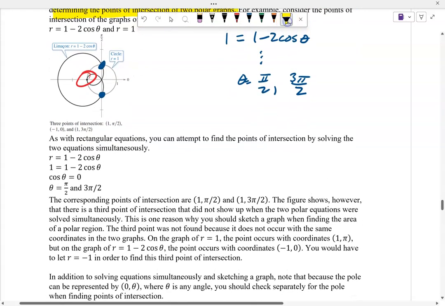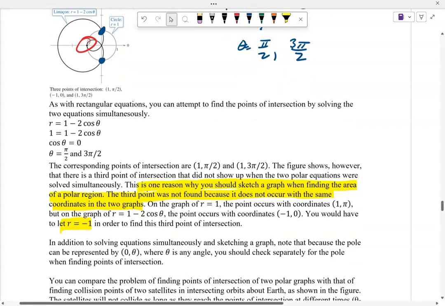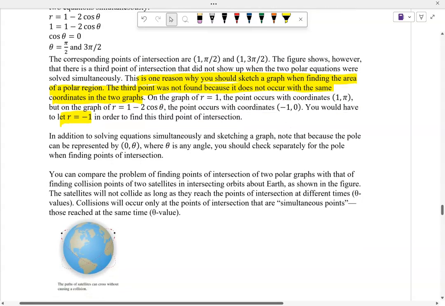There's a reason for this. In other words, sketching it out can be helpful, so you don't miss a third point. The reason that one doesn't show up is because it doesn't occur with the same coordinates in the two graphs. You'd have to let r be -1 in order to find this third point of intersection. So you've got to be a little careful about that.